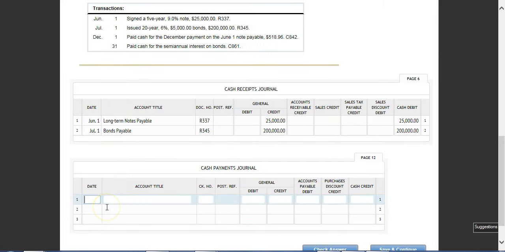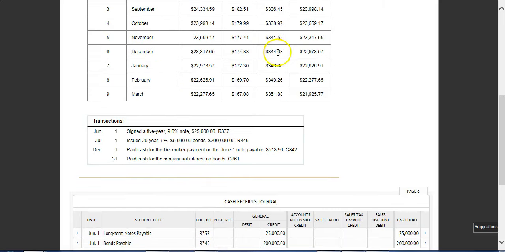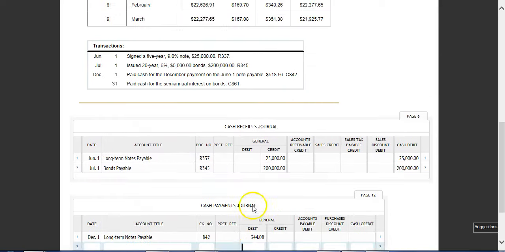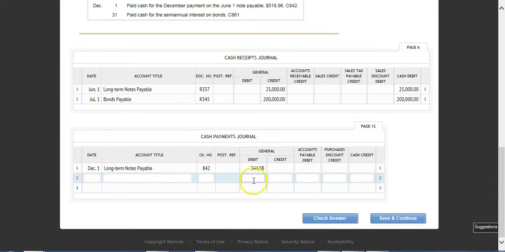So let's get our cash payments journal in here. As I said, our first one is December 1st. It's a long-term notes payable. Check number 842 right there. Our debit, if we look at December, principal, we'll write that first, then interest. Our principal is $344.08. Our interest, to remember, was $174.88.